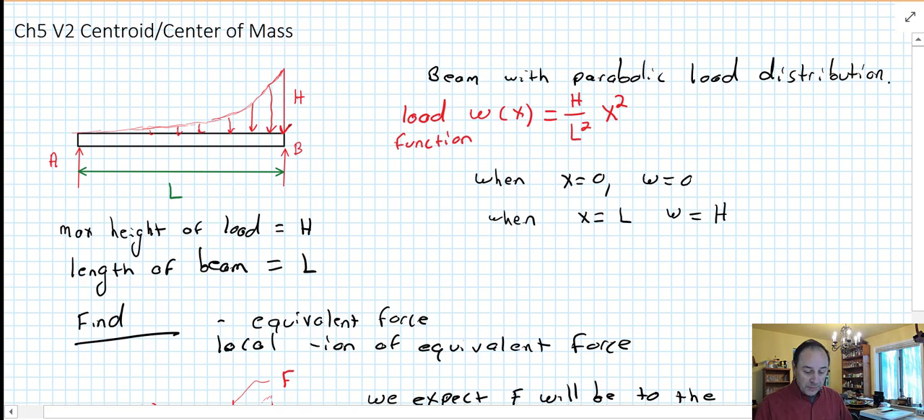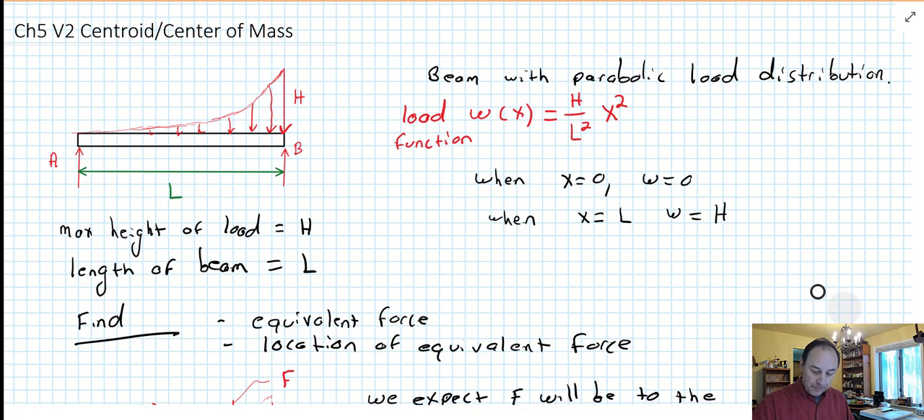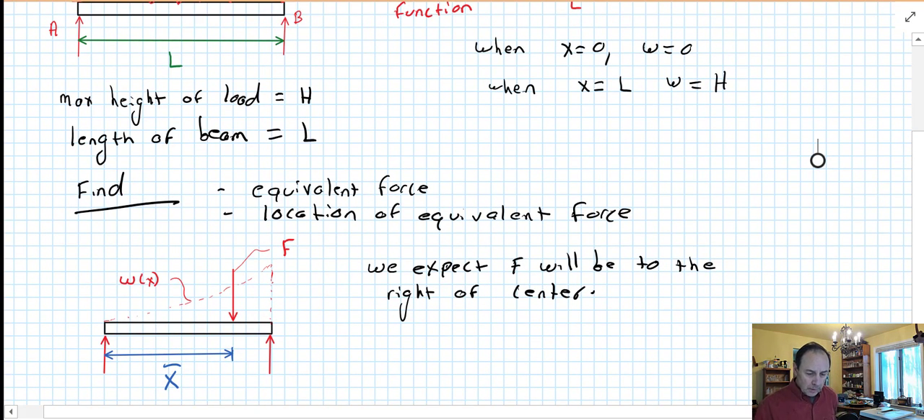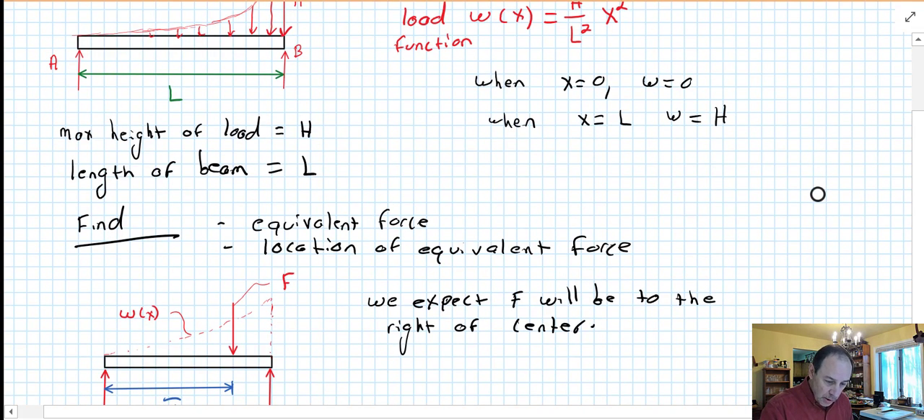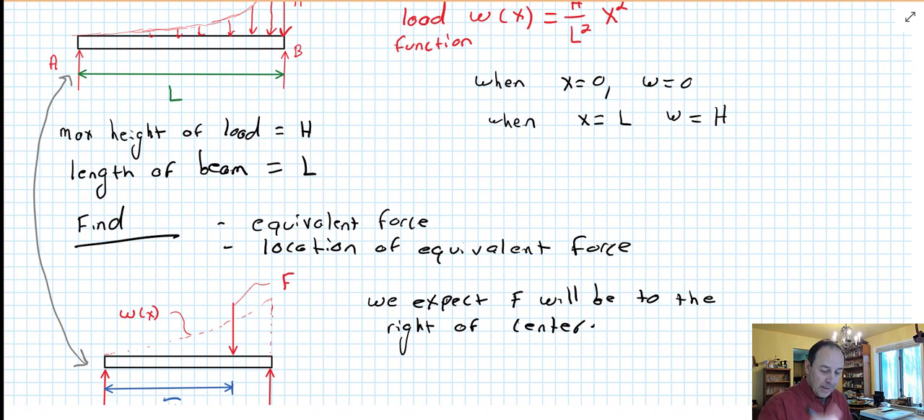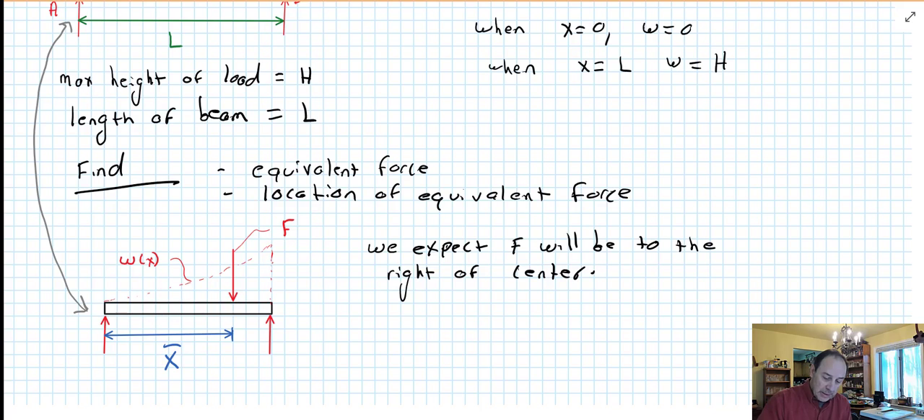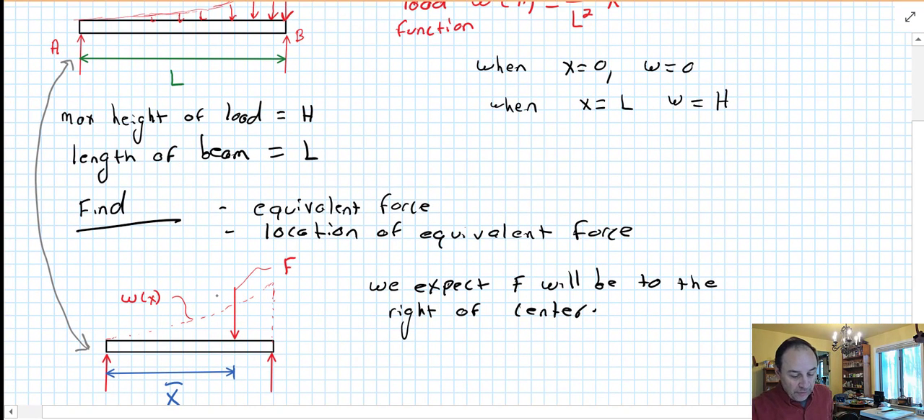All right, so what we need to do here is to find the equivalent force and the location of the equivalent force. First step is to redraw. These two situations are equivalent. In the dashed lines, I've put the distributed load for reference. So what we want to find is the resultant load, the equivalent load, and where that equivalent load is located.